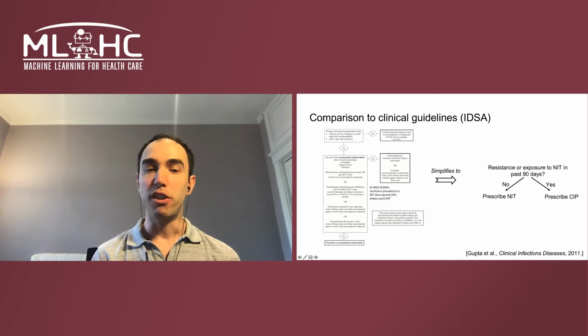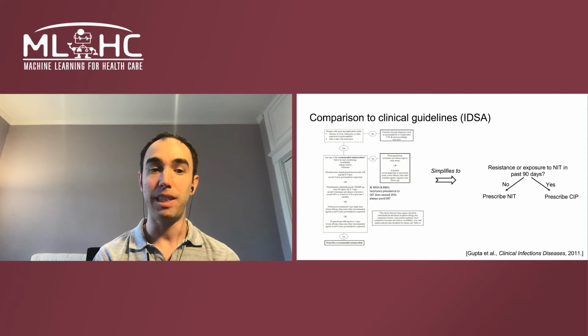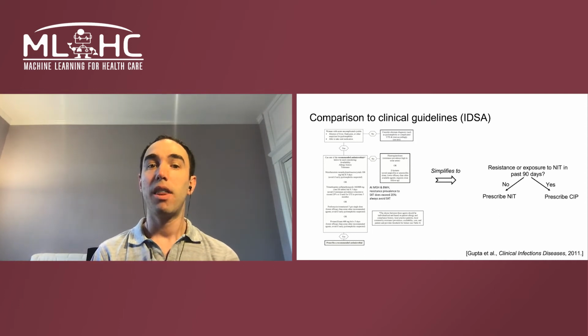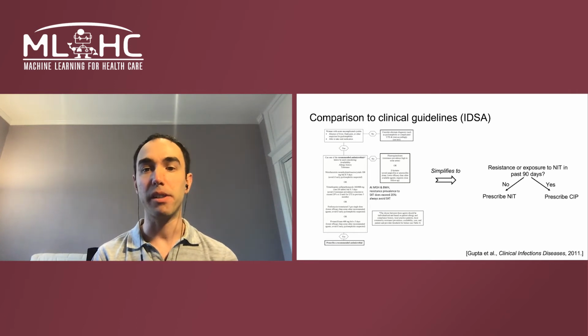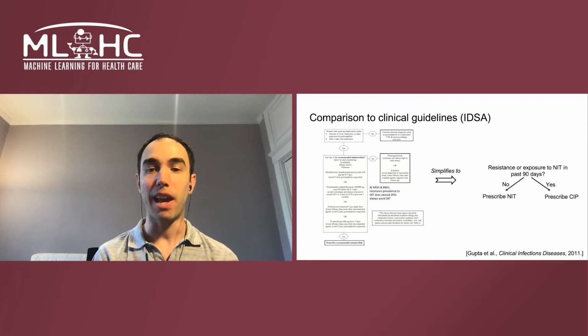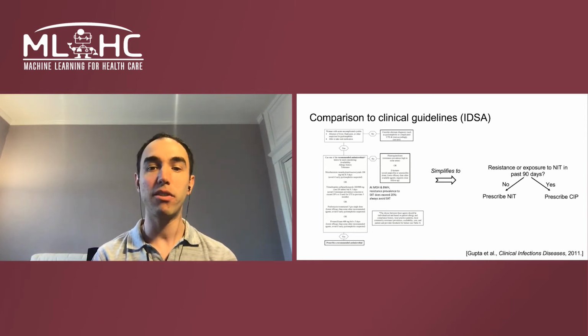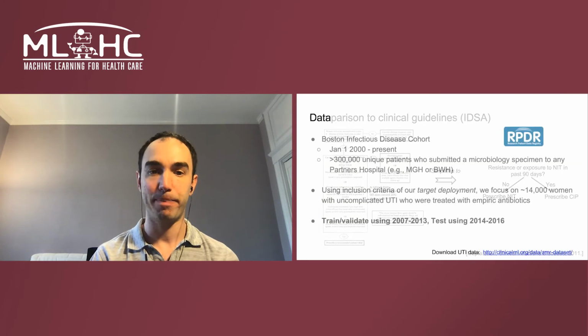For our evaluation, which is done largely at Mass General Hospital and Brigham and Women's Hospital in Boston, the resistance prevalence to one of the antibiotics, SXT, does exceed the 20% threshold in that recommendation. And thus, this guideline reduces to something which is particularly simple. We first look, does the patient have resistance or exposure to a first-line antibiotic, NIT, in the past 90 days? If the answer is yes, we prescribe Cipro, which is a second-line antibiotic. And if the answer is no, we prescribe NIT.